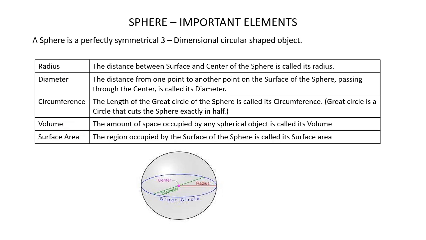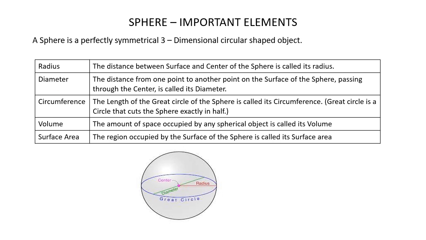So what is a radius? The distance between the surface and the center of the sphere is called its radius. So look at the sphere here. This is the center of the sphere. Now the distance between the surface and the center of the sphere is called the radius of the sphere.